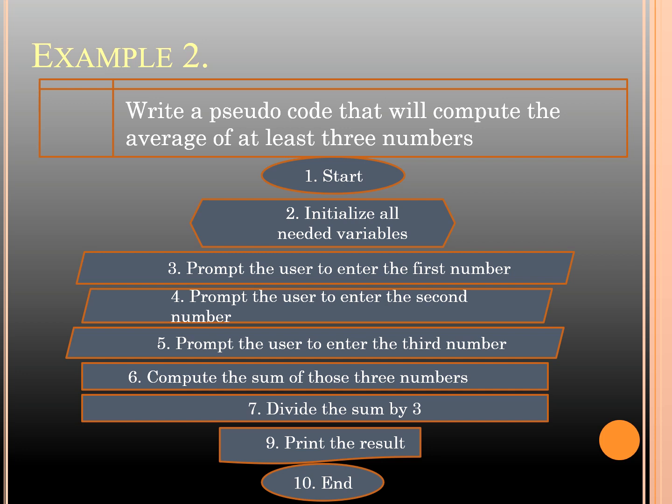Then after that, we need to compute the sum of those three numbers. Then divide the sum by 3. Then after satisfying the condition, we need to print the result. Then end the process.